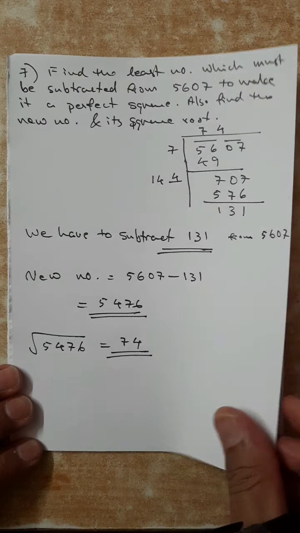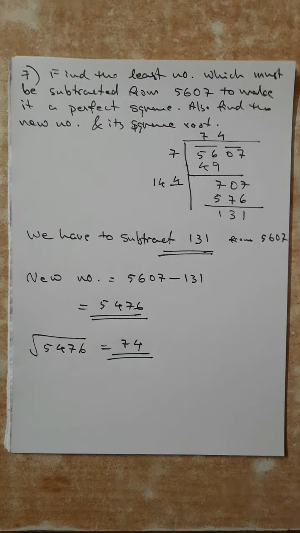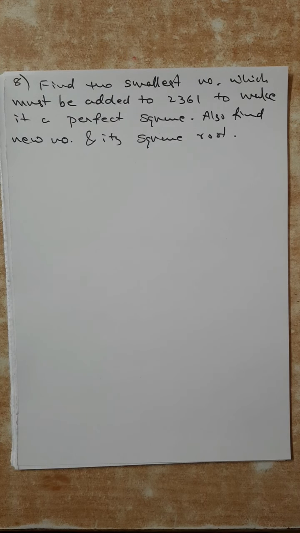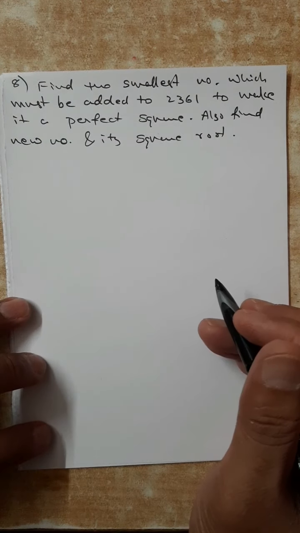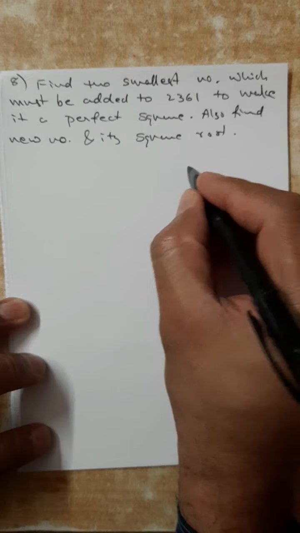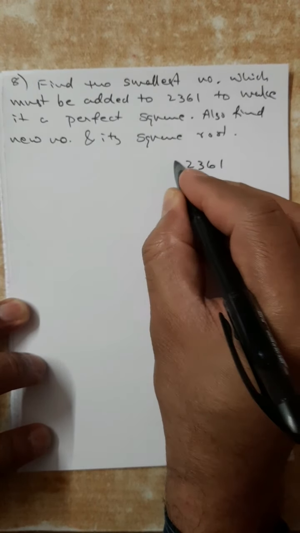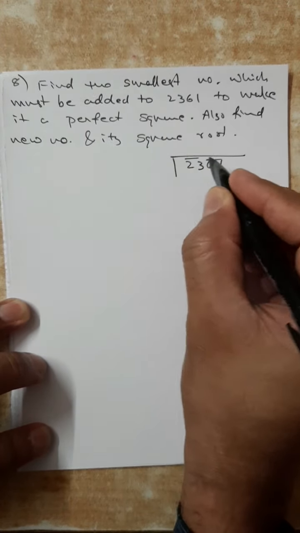Another question. Children, next question. Find the smallest number which must be added to 2361. What should be added here? Addition. To make it a perfect square, also find the new number and square root. We will start in the normal way. 2, 3, 6, 1. Division method.